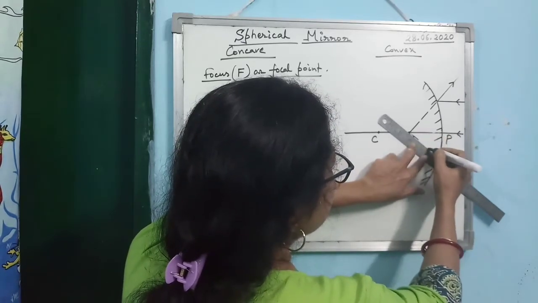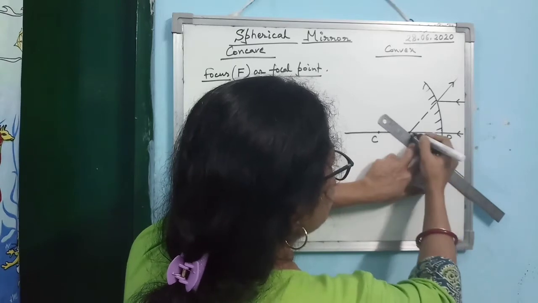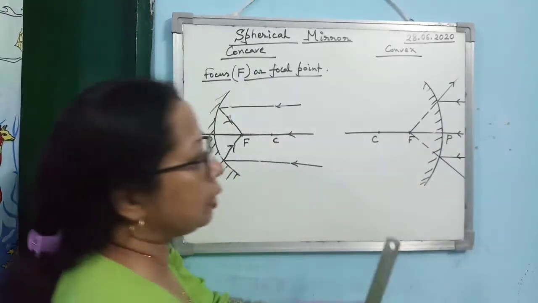And then how to join? Behind the mirror it should be a dotted line, in front of the mirror a solid line. So you see what is happening.